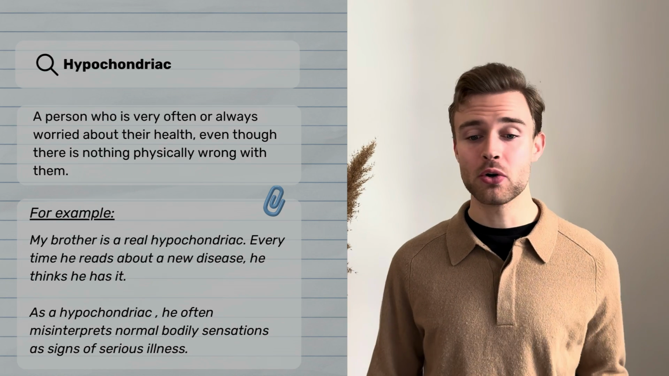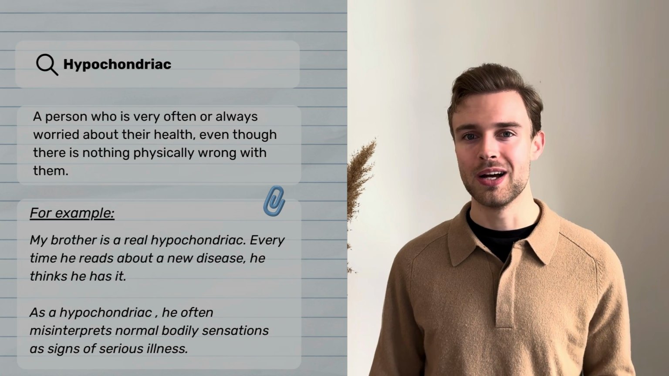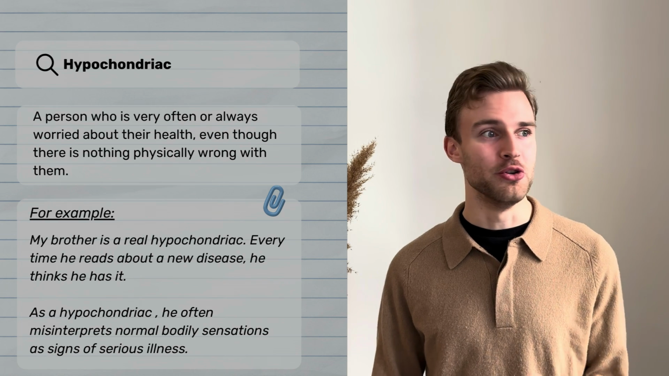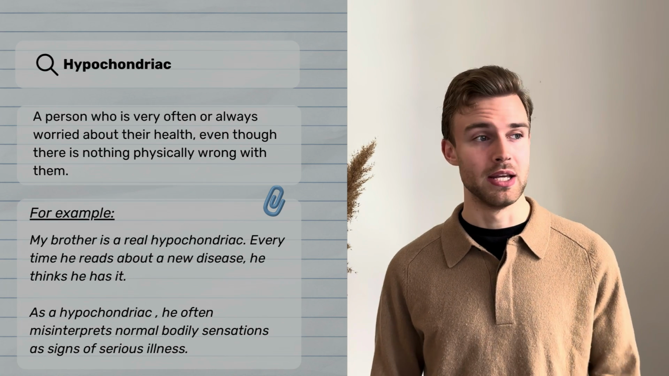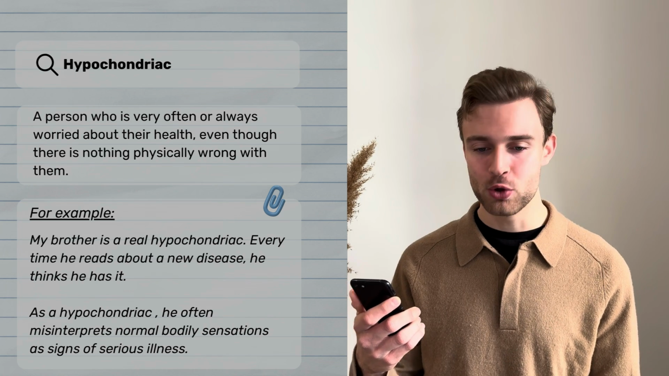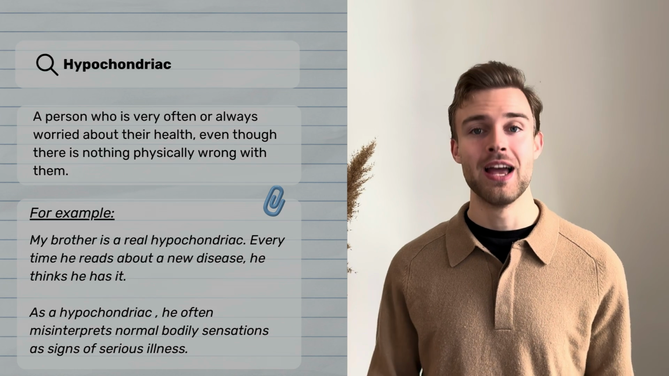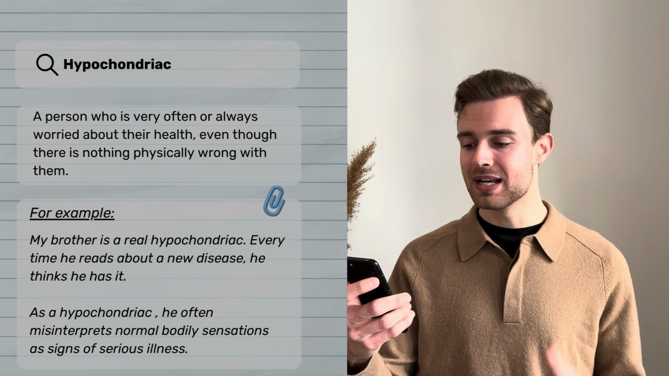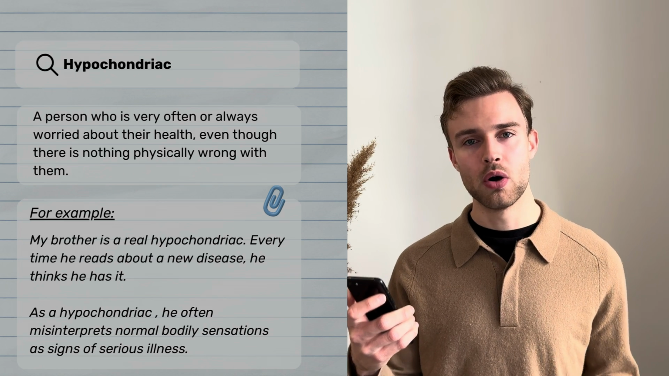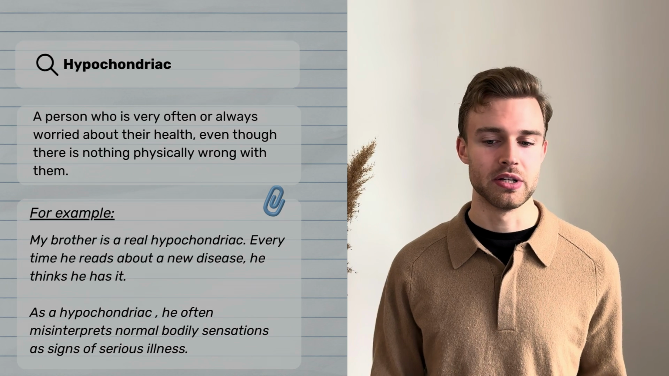Hypochondriac. Now, a hypochondriac is someone who is always worried about their health. They might think they always have some new disease or something is wrong with them. For example, my brother is a real hypochondriac. Every time he reads about a new disease, he thinks he has it. As a hypochondriac, he often misinterprets normal bodily sensations as signs of serious illness.